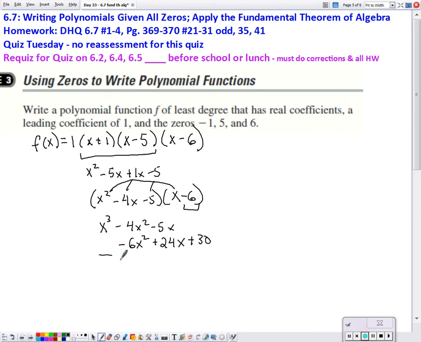So f of x, then it's kind of like a big addition problem. f of x is x cubed minus 10x squared plus 19x plus 30.